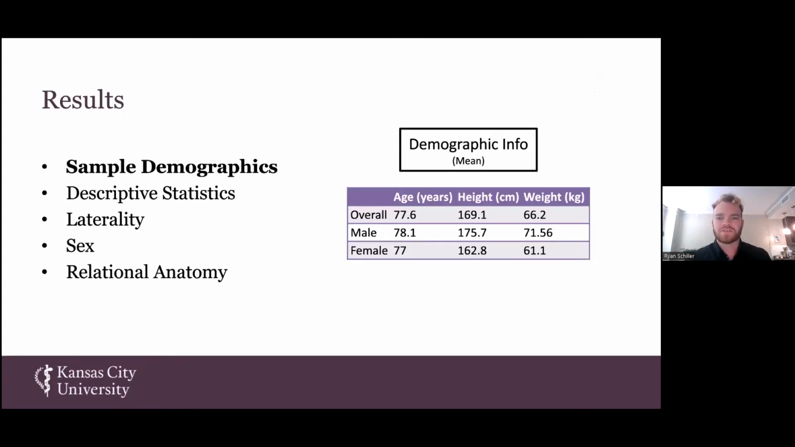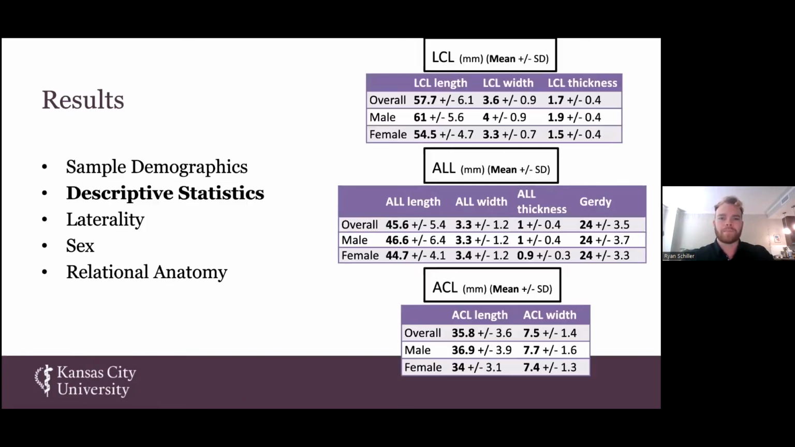So these are just the results of the demographics of our sample. Like I mentioned, it was an older sample, average age being about 77 and ranging from 55 years to 93 years. The height ranged anywhere from 4 foot 10 inches to 6 foot 2 inches, and the weight ranged from 95 pounds all the way to 250 pounds. And males generally were older, taller, and heavier than females.